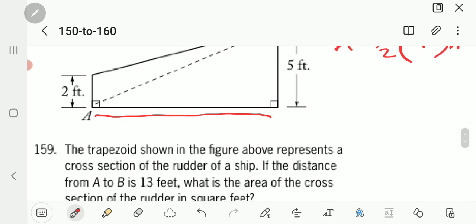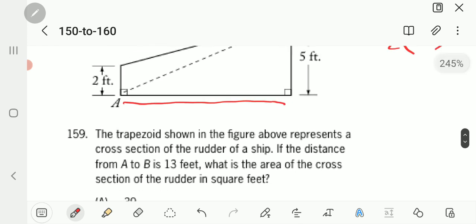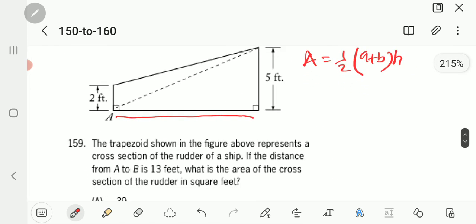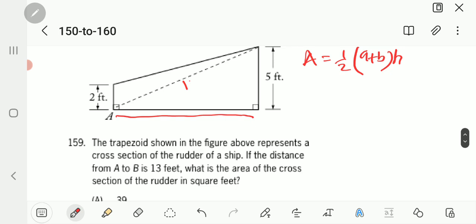So is there any clue on how to get the height? The question said that AB is 13. Depending on your level of preparation for an exam like this, you must have encountered the Pythagorean triple 5, 12, 13. Since we have seen 5 and 13, the other one must be 12. Pythagorean triples.